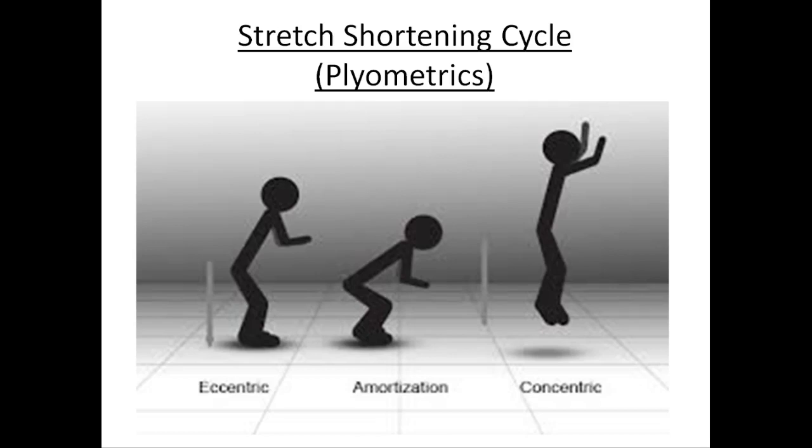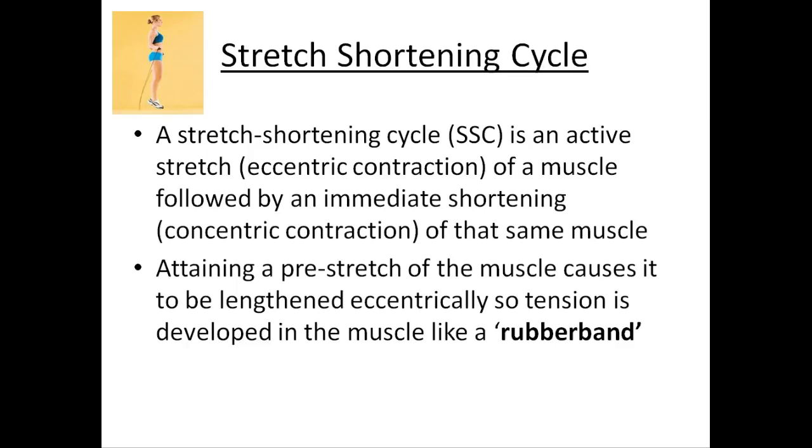We're on the stretch shortening cycle now, or plyometrics. Here we've got a rapid eccentric movement followed by a very short phase of amortization and then the concentric phase. And this is basically a jump. The stretch shortening cycle, here we've got someone skipping, is an active stretch eccentric contraction of a muscle followed by an immediate shortening concentric contraction of that same muscle group, to get that jumping rubber band effect. Attaining a pre-stretch causes the muscle to be lengthened eccentrically, so tension is developed in the muscle. This is how the body works, like a rubber band.